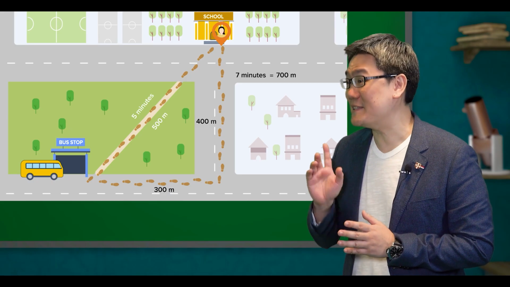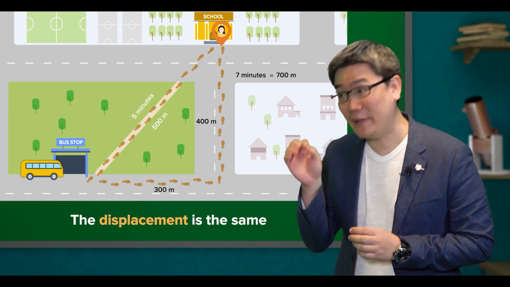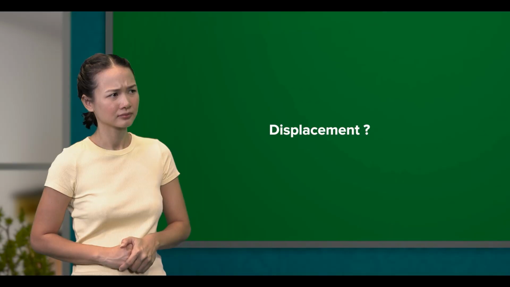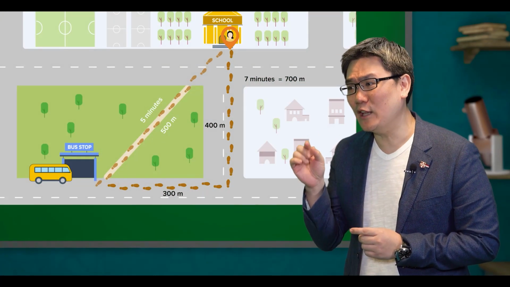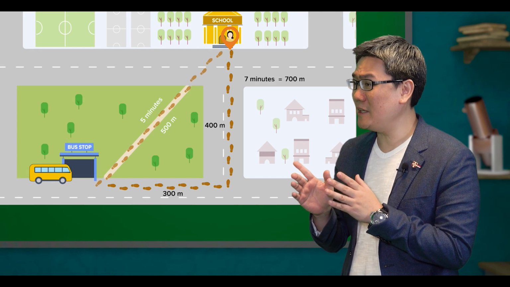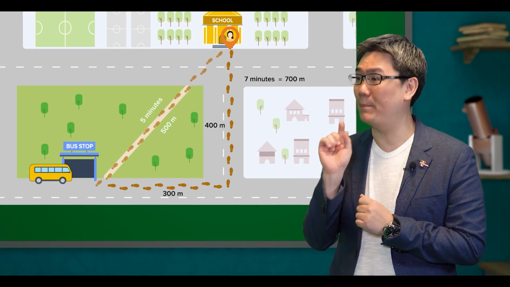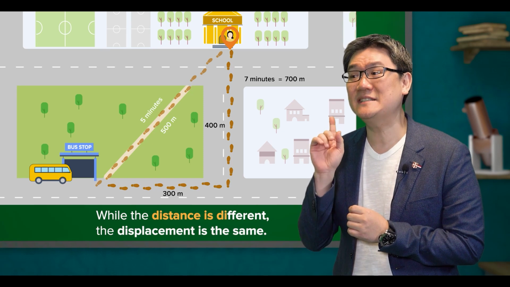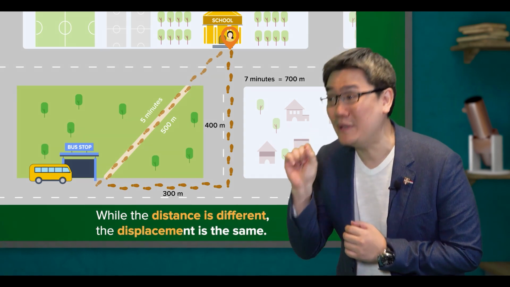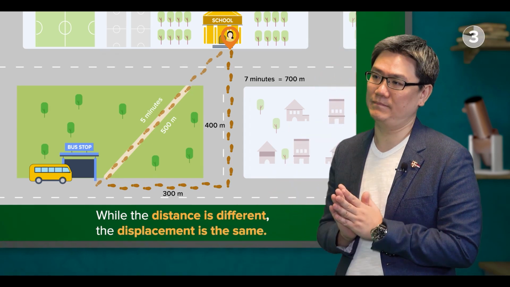You ended up at the same place because the displacement is the same. Displacement? While you might have taken a longer path, your journey is ultimately from the bus stop to the school. Hence, while the distance is different, the displacement is the same.